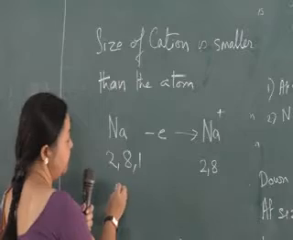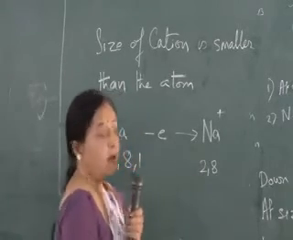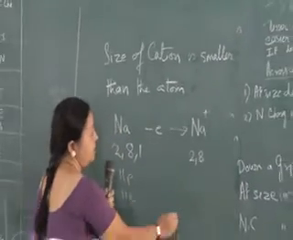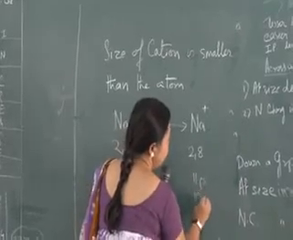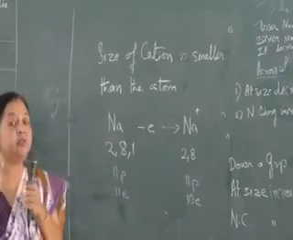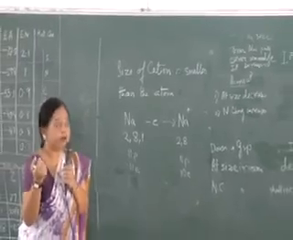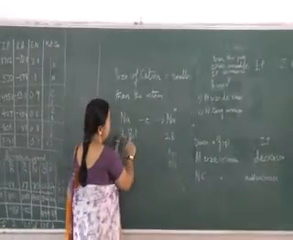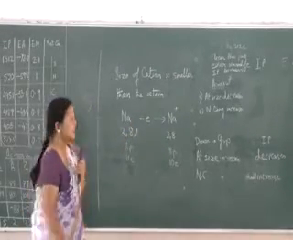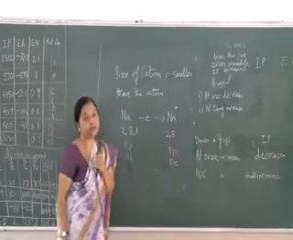So how many protons are here? 11 protons. And over here also 11 protons. But here it is 11 proton and 11 electron, and here it is 11 proton and 10 electron. So the nucleus is more powerful. It pulls the electrons towards itself, and so the size decreases. And moreover, you can see there are only 2 shells over here and 3 shells over here. This also adds to the factor that the size of this atom is bigger and the cation is smaller.